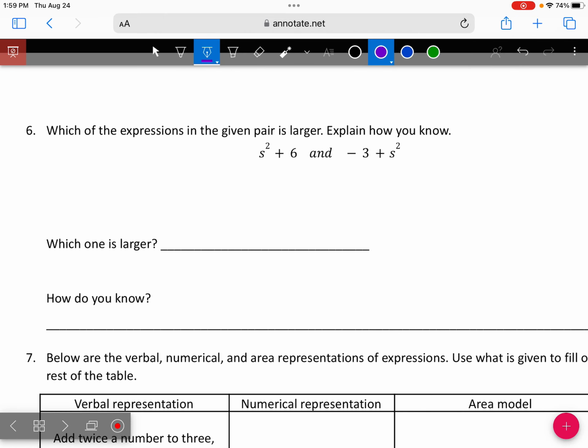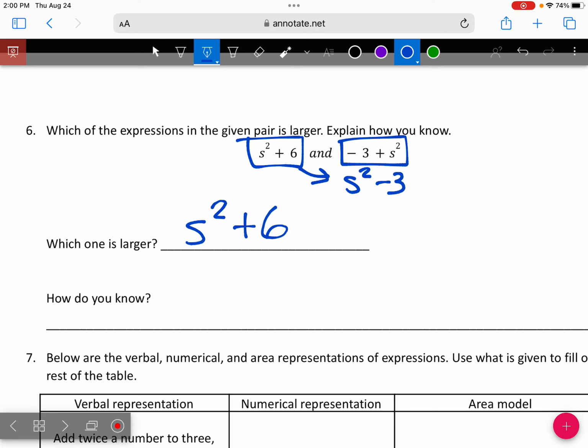Number 6. Same kind of vibe. Which one's bigger? S squared plus 6 or negative 3 plus S squared? I was going to say, well, I can always rearrange this one to make it look like the other one and have it be S squared minus 3. And that makes it a little bit easier to compare the two pieces if we look at S squared minus 3 and S squared plus 6. So which one's bigger? S squared plus 6. Because it's bigger when we add.